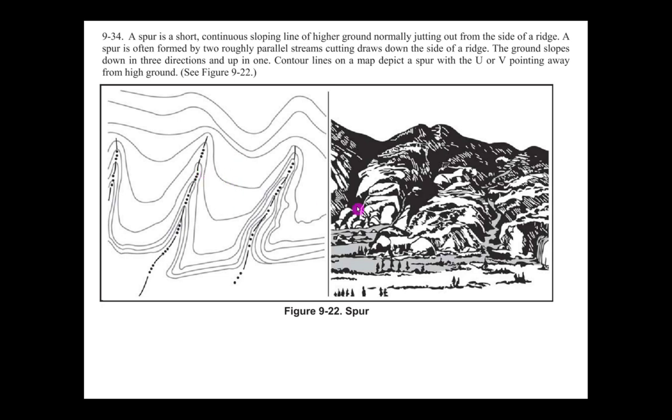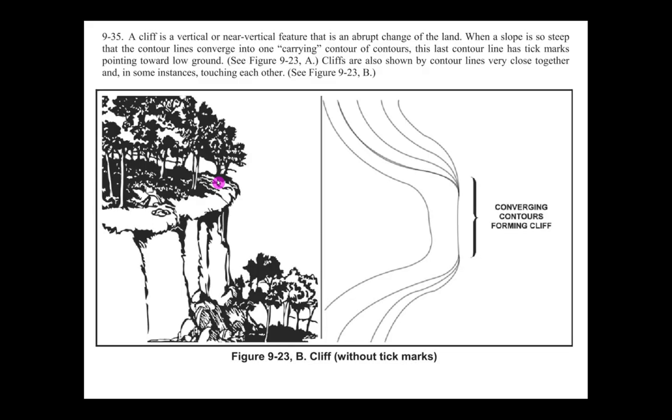A spur is a little ridge. So that's a ridge, draw, ridge, draw, ridge, draw. That would be a draw. That's a spur. That's a draw. That's a spur. A spur is a ridge coming off a ridge. A spur is a short ridge coming off of a larger ridge or higher ground. Cliff, it's vertical. The lines are touching if it's vertical.